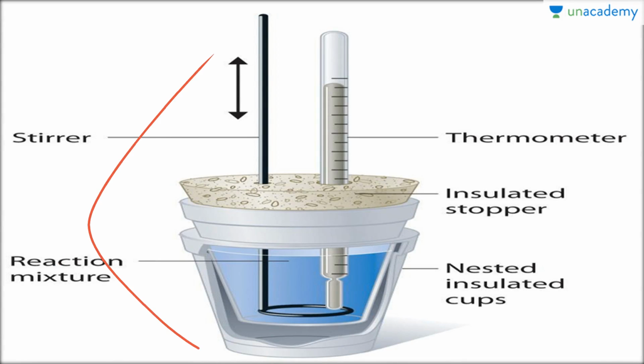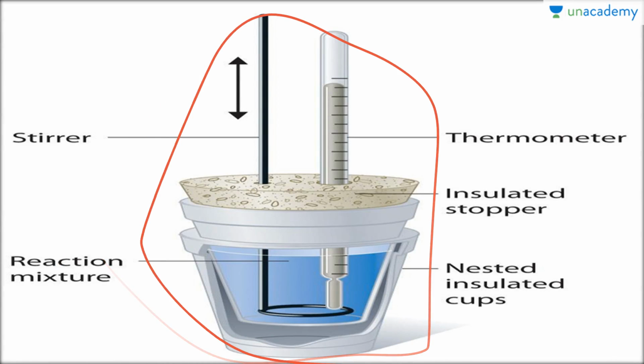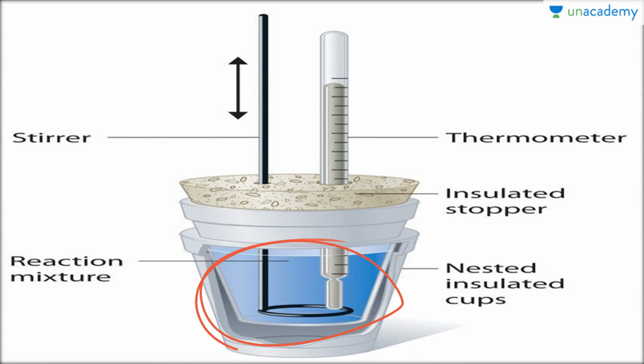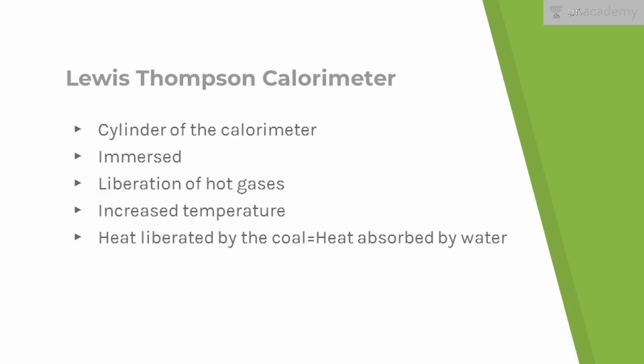You can see this is how the Lewis-Thompson calorimeter looks. You can see the stirrer over here, the thermometer, the reaction mixture happening over here, and the nested insulated caps for stopping the reaction inside the calorimeter. Then it is covered by the cylinder of the calorimeter, and the whole apparatus is immersed in the beaker.